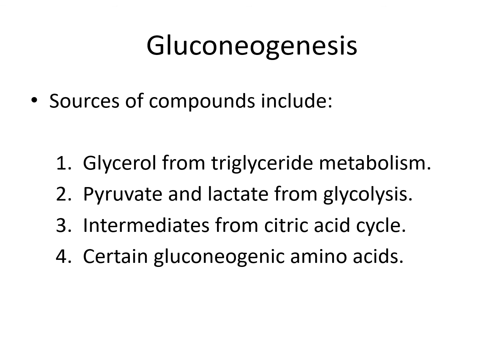Pyruvate and lactate from glycolysis. We talked about these earlier in this lecture. And also intermediates from the citric acid cycle. Many of the carbohydrate pathways intertwine with the citric acid cycle. There are also some gluconeogenic amino acids that can be converted into glucose as well. This is an important thing to remember: amino acids can also become glucose, as well as pyruvate and lactate, and the intermediates in the citric acid cycle, and even glycerol can be converted into glucose.